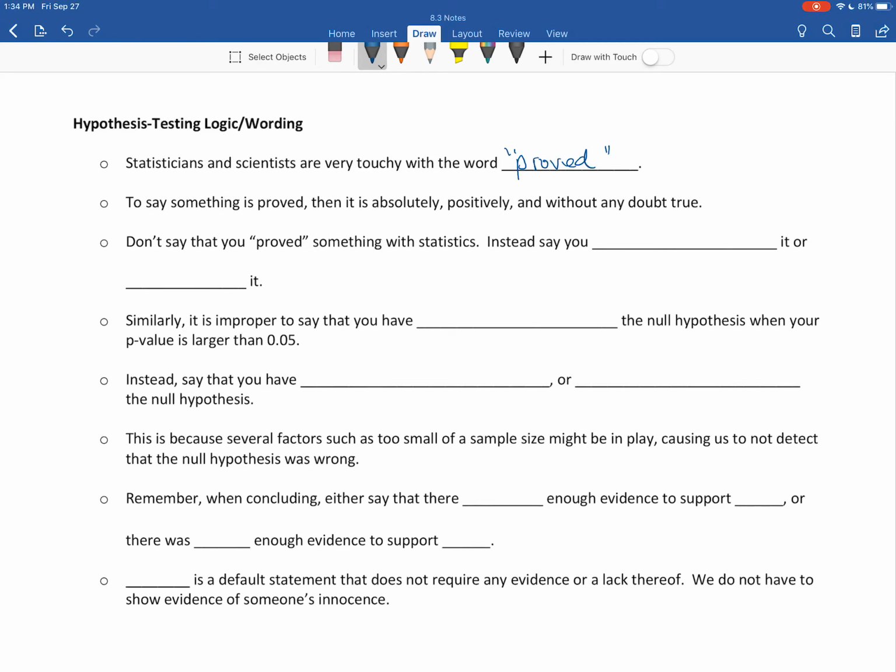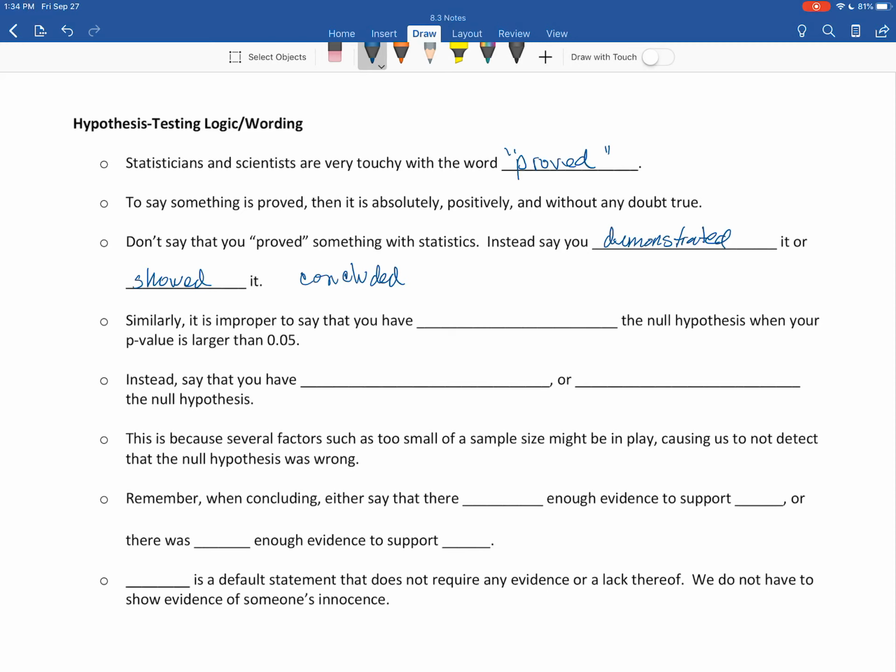Instead, say something like, I demonstrated this, or I showed this. Or you could even say, this is what we're going to conclude, right? Or I can say, I concluded this, but don't say I proved it.